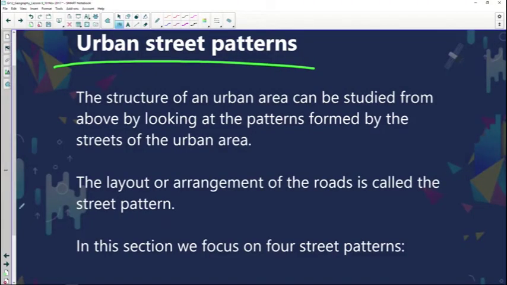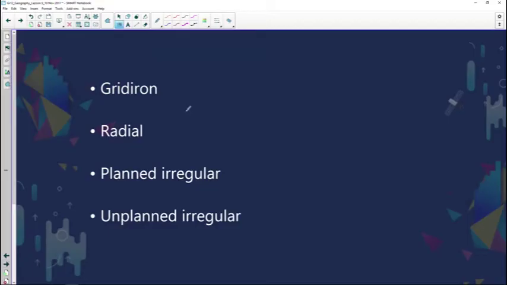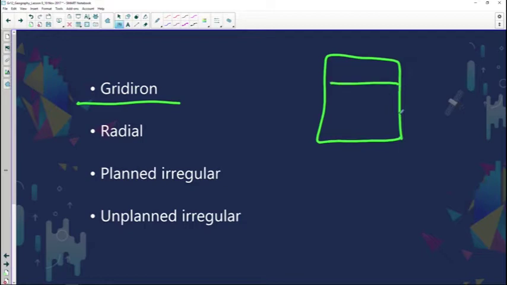Now, the layout, how the roads look. The street patterns are how the roads basically look. Keep in mind, this is from a topographical point of view, from above. Our first one that we're going to have a look at is gridiron. It's very simple. It looks literally like a gridiron. You will see that most of South Africa's massive cities' CBDs have gridiron patterns.